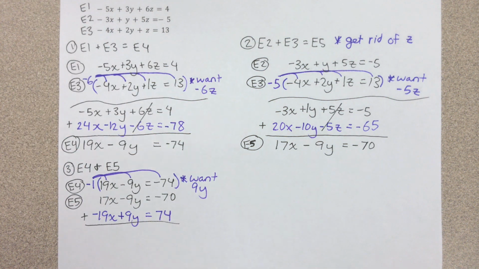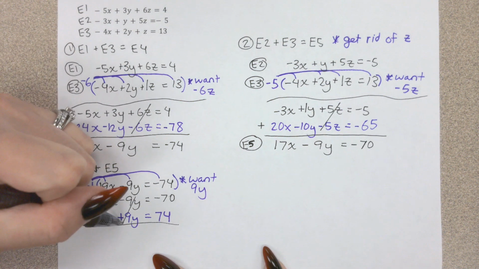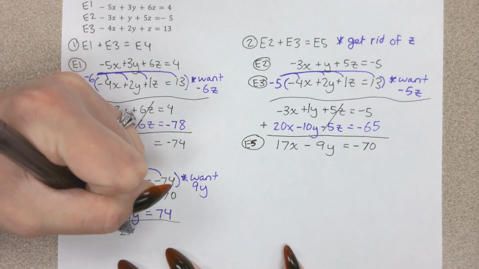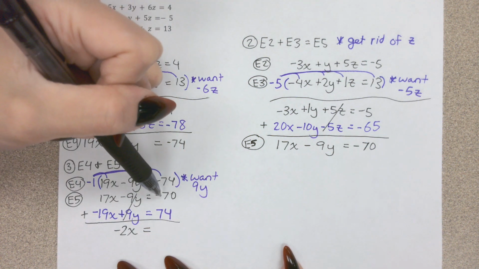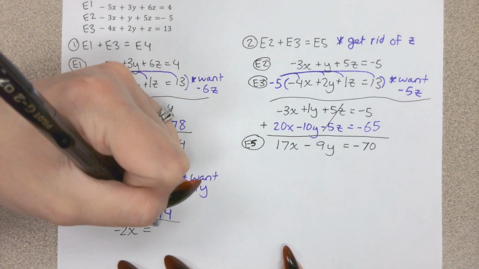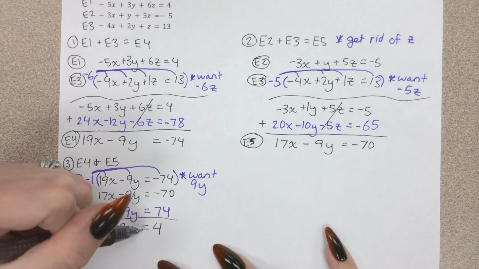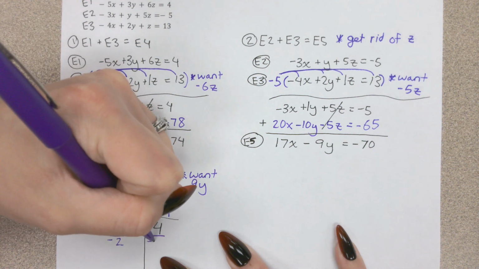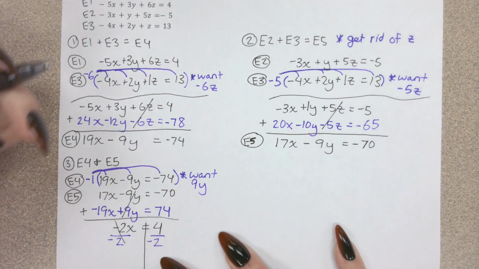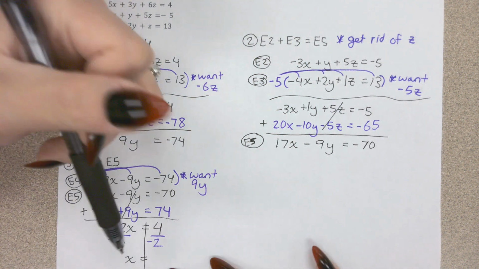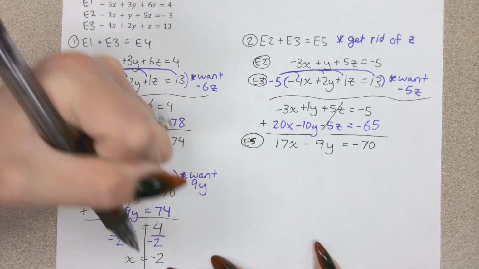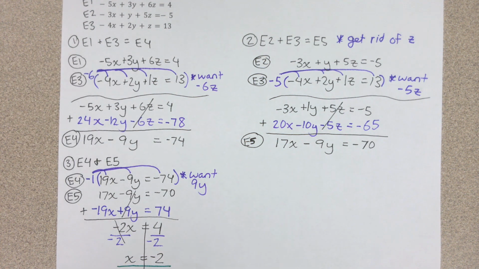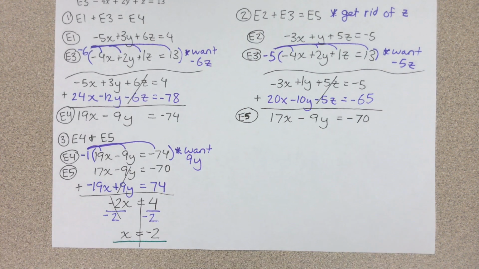Now I can do elimination. Negative 9y plus 9y, those cancel. 17x minus 19x, that's negative 2x, equals negative 70 plus 74, that is positive 4. And now we solve for x. Divide by negative 2 on both sides. X equals 4 divided by negative 2, which is negative 2. I now have my first letter.